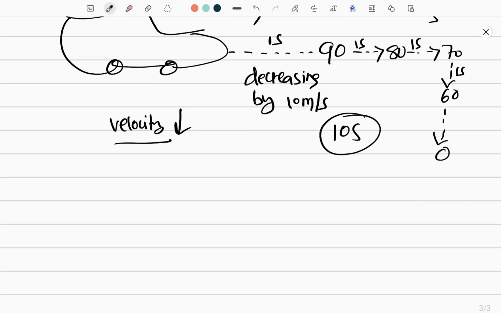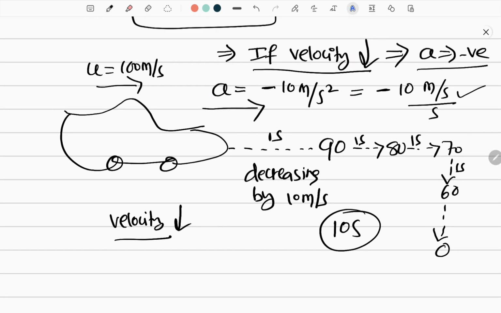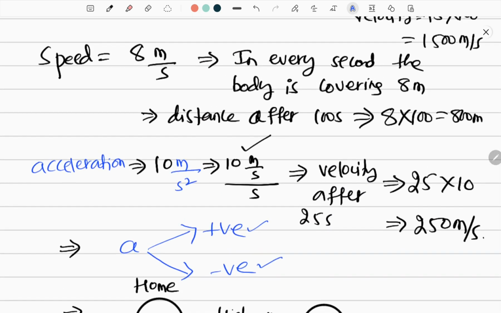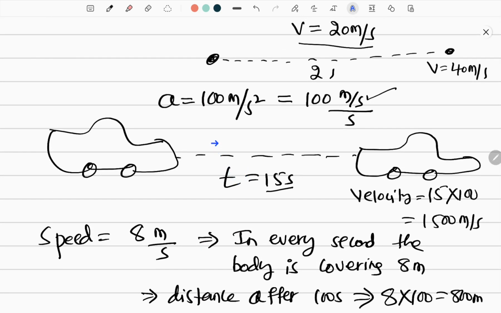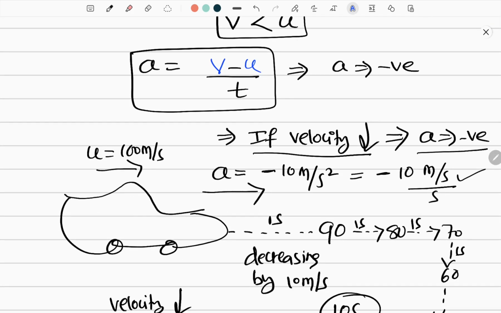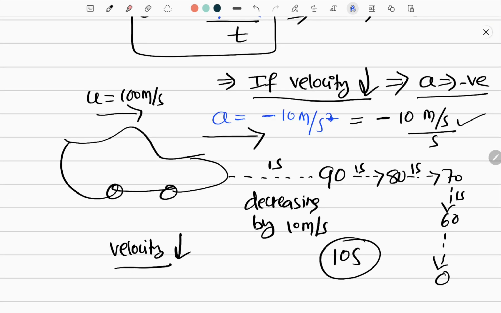All right, I hope you understood this. What is the meaning of negative? See, here we were discussing positive, no? So when it was moving with acceleration of positive value, after 15 seconds we did 15 into 100, and it became 1500 meter per second. Why? Because this acceleration was positive. If the acceleration value is negative, it means the velocity will be decreasing, 100 to 90, 90 to 80, like that.